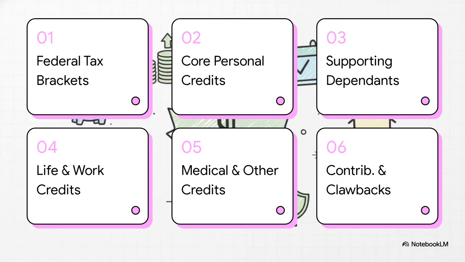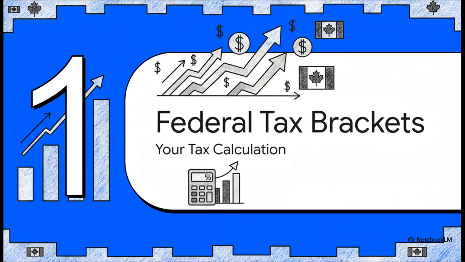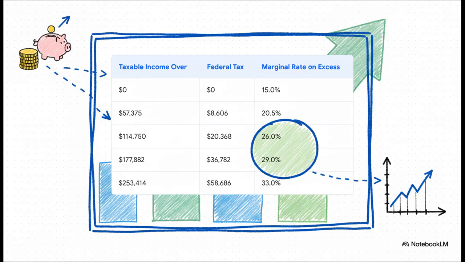Let's begin. We're starting with the absolute cornerstone of the federal tax system, the marginal tax brackets. Understanding how this progressive structure works is, without a doubt, the most critical first step in determining your federal tax liability. Now, this table is absolutely key to understanding Canada's progressive tax system.